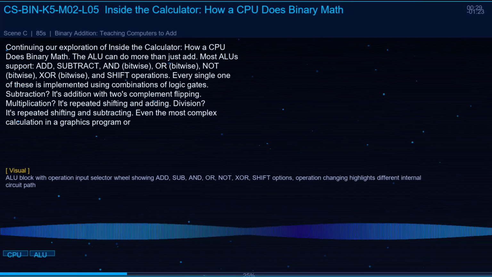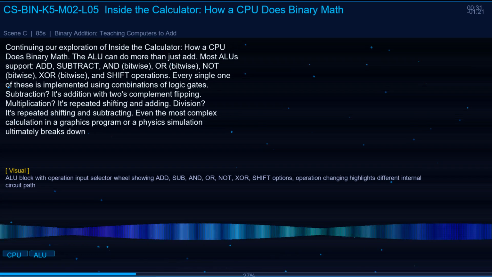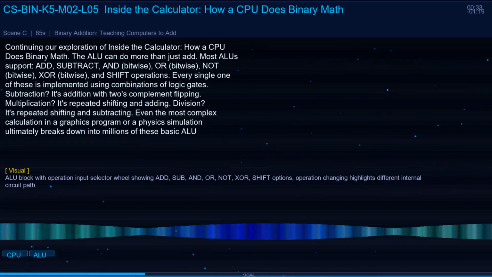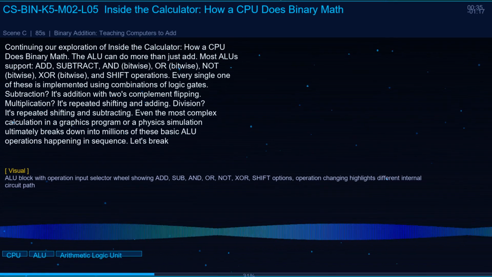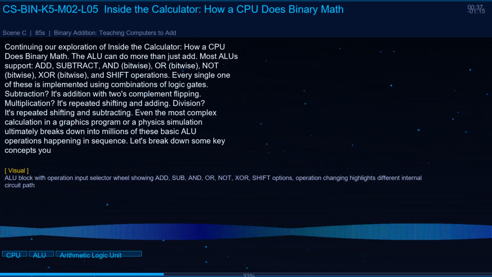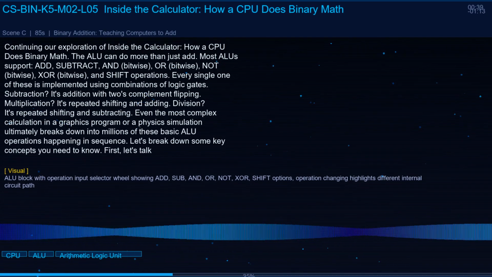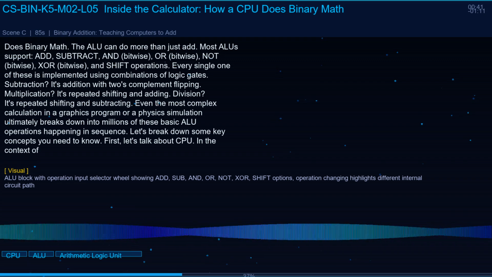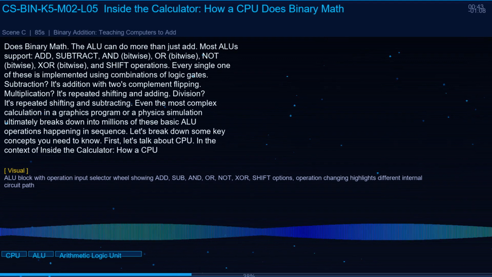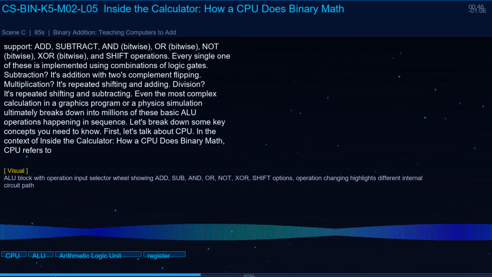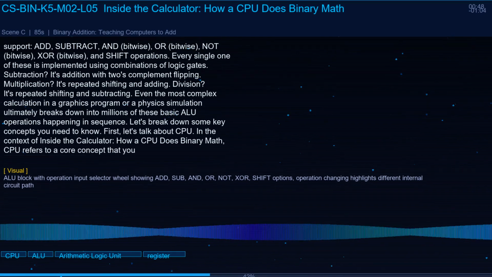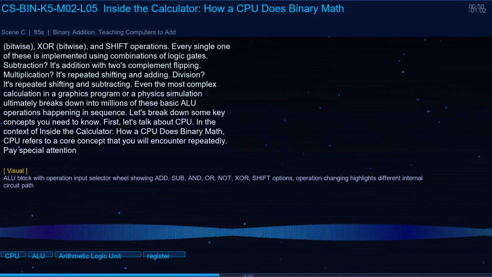Subtraction: it's addition with 2's complement flipping. Multiplication: it's repeated shifting and adding. Division: it's repeated shifting and subtracting. Even the most complex calculation in a graphics program or a physics simulation ultimately breaks down into millions of these basic ALU operations happening in sequence.